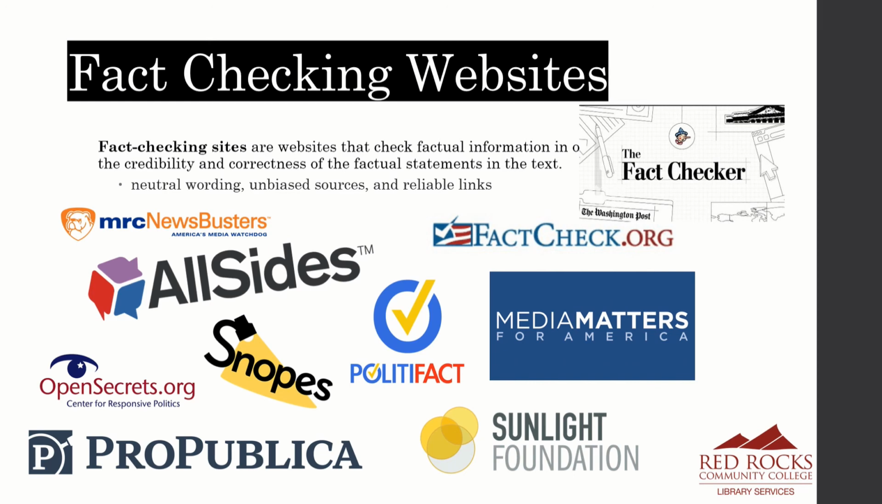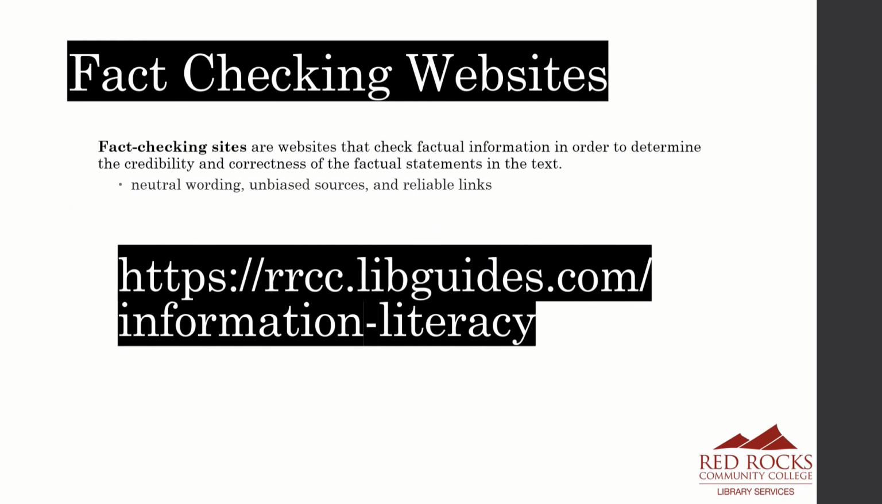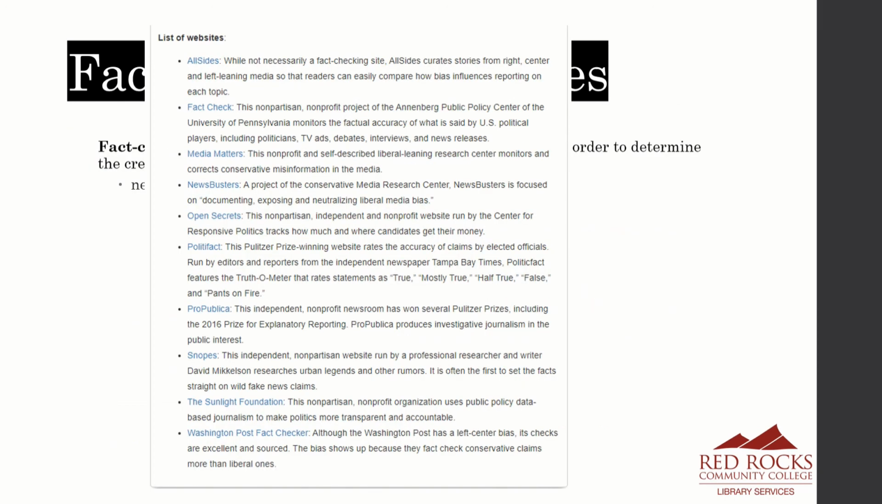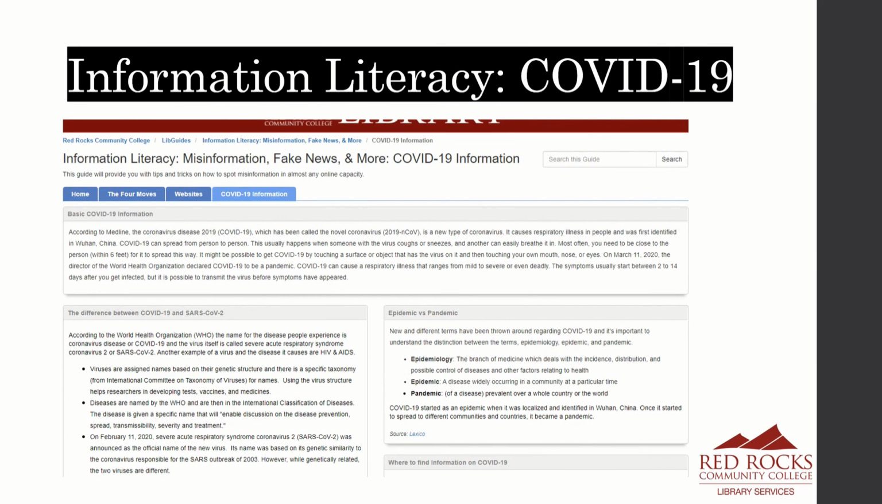So if you want to get access to all of these, you can actually go to our research guide that we've made for you guys. To get access to that is rrcc.libguides.com/information-literacy. When you go to that site, it's going to look a little something like this. If you notice that second tab that says the 4 moves, if you click on that and scroll down, we actually have the list of websites available for you with all the direct links, so you don't have to go searching for them. Going back to that main site, if you go to the 4th tab that says COVID-19 information, it will actually provide you with all the information here that we discussed in the tutorial today.